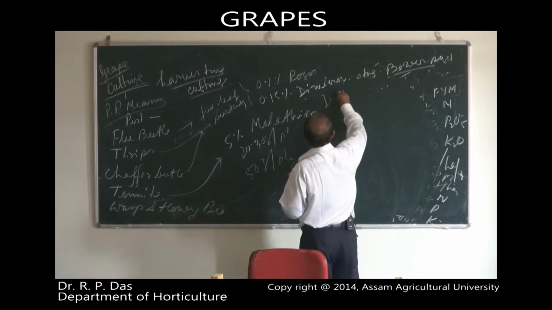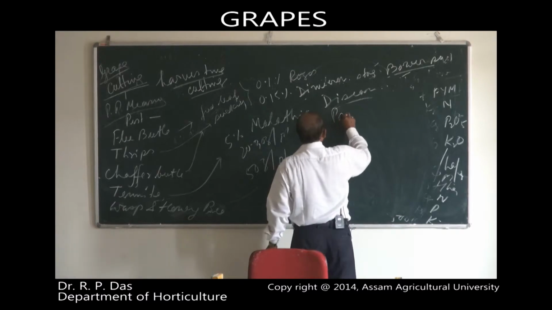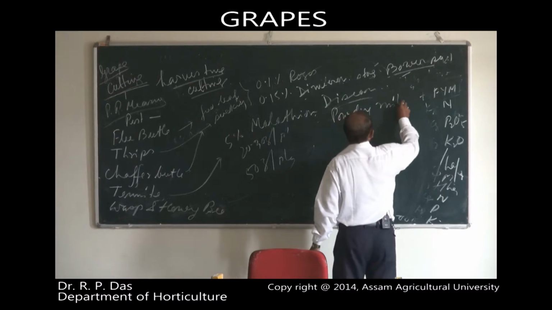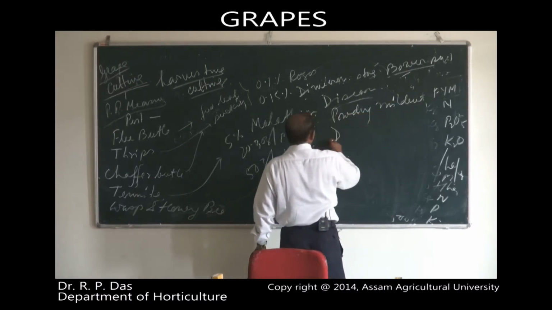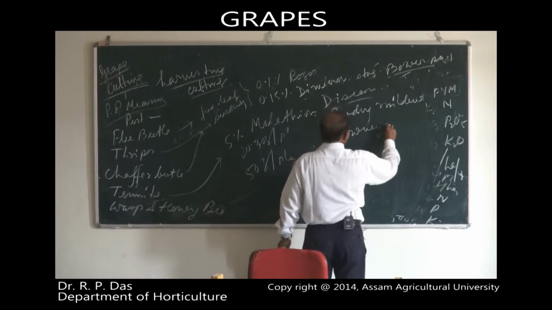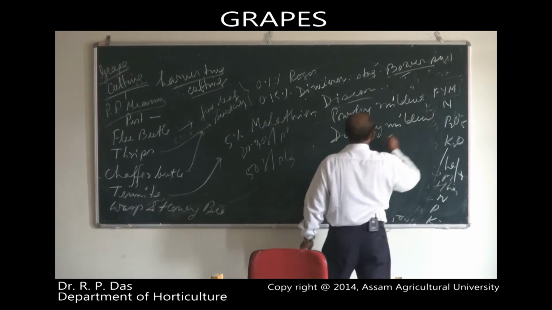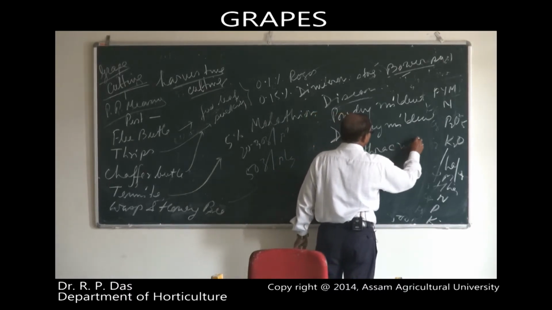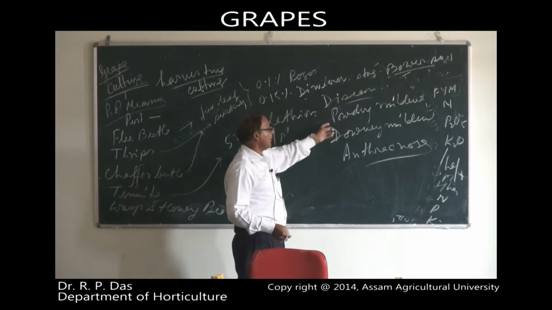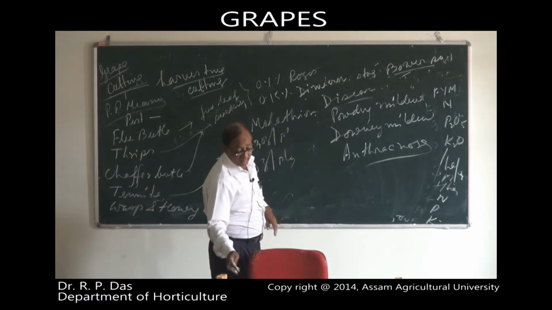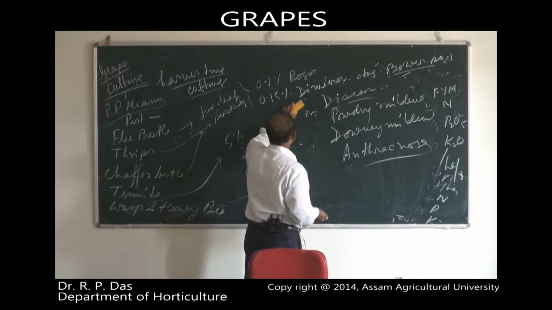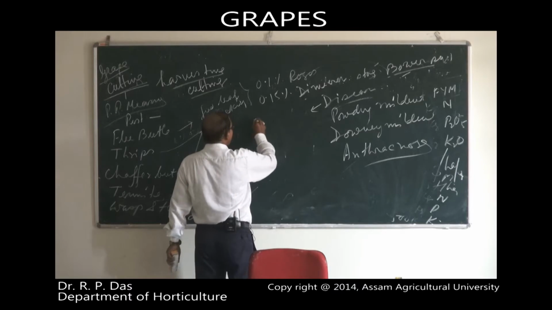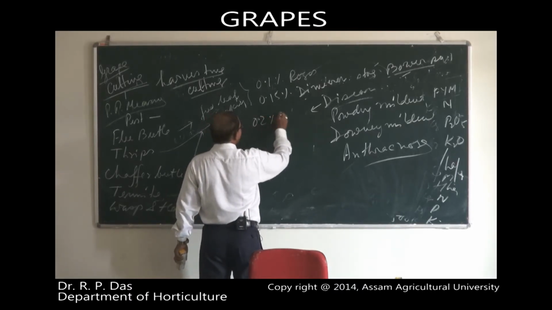Then the diseases are powdery mildew, downy mildew, and the most serious disease, anthracnose. Powdery mildew, these are all fungal diseases. This can be controlled by spraying 0.2% Bavistin.